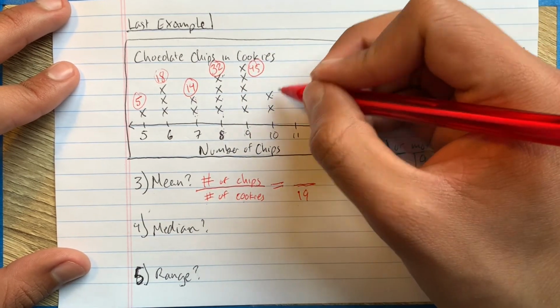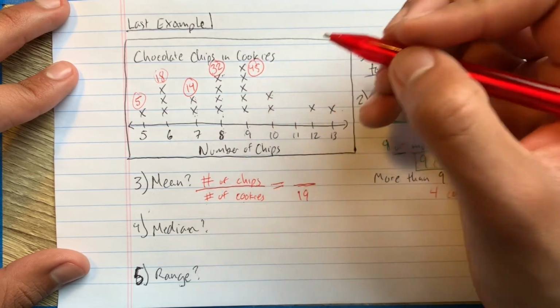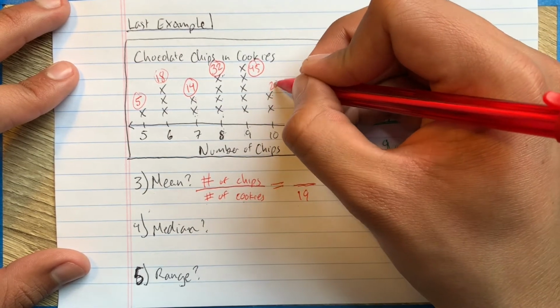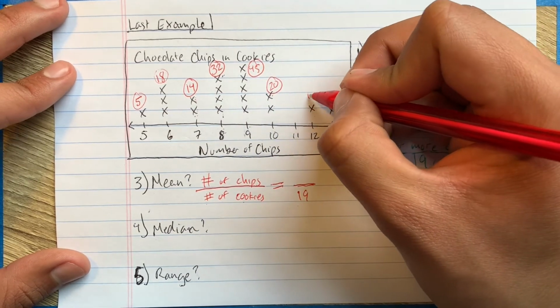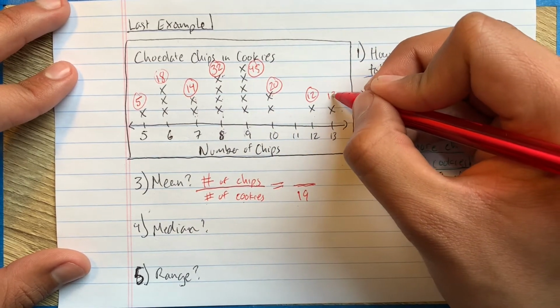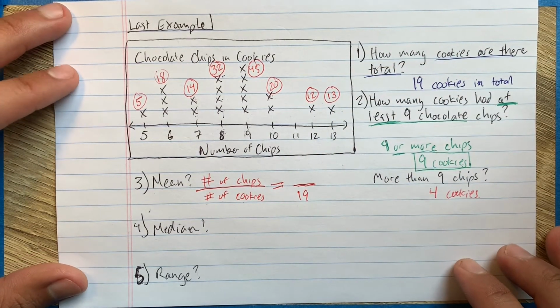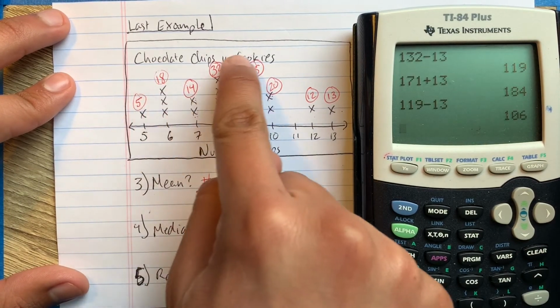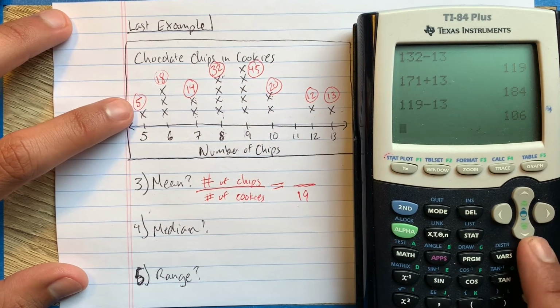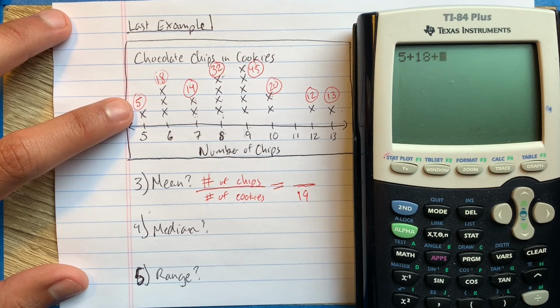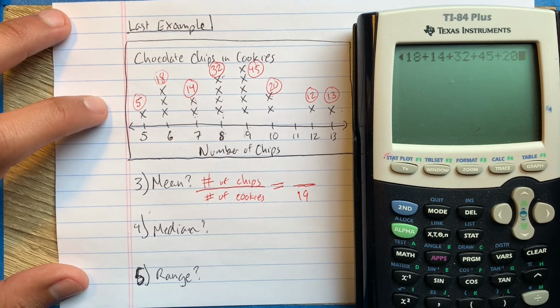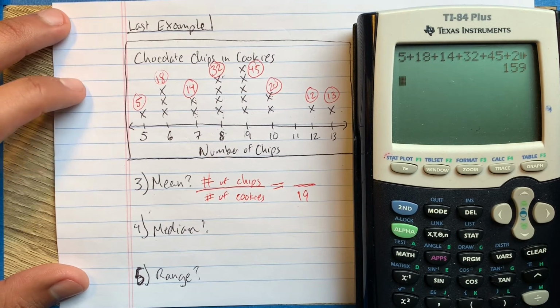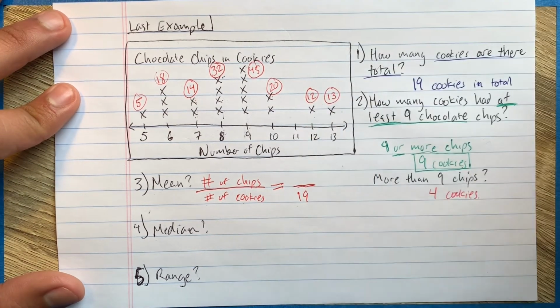We're going to finish with the same strategy. So here we have 2 cookies that each have 10. So 2 times 10 is 20. And then here we just have 1 cookie that has 12 chocolate chips and 1 cookie that has 13 chocolate chips. All right, we're getting closer, and this is where you can use your calculator. We're going to add up the total number of chips. So 5 plus 18 plus 14 plus 32 plus 45 plus 20 plus 12 plus 13 gets us a grand total of 159 chocolate chips.